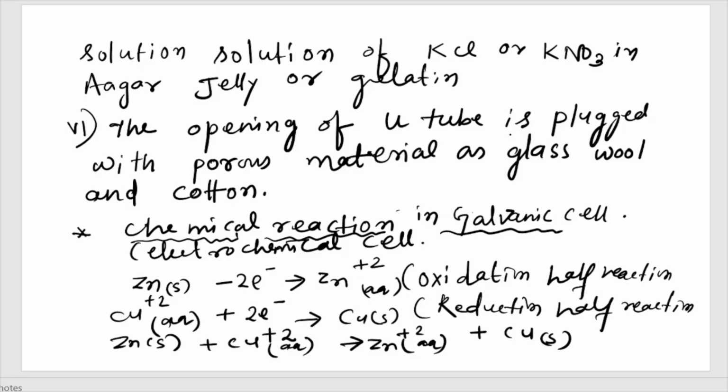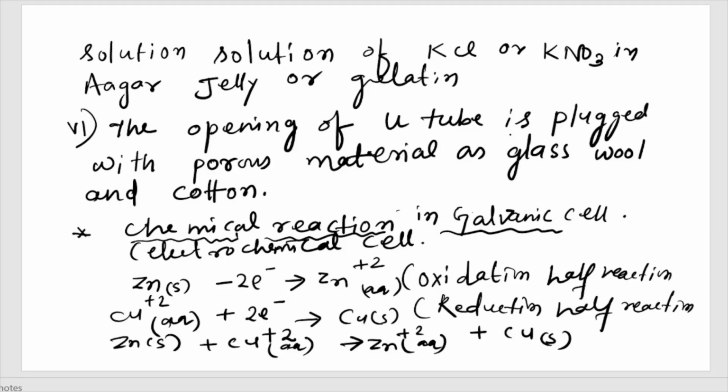So jelly or gelatin is taken as the medium, and in the inverted U tube you will take KCl, potassium chloride, or potassium nitrate. The opening of the U tube is plugged, since both sides of the U tube are open. So it should be closed with a porous material such as glass wool. The name is glass wool or cotton.